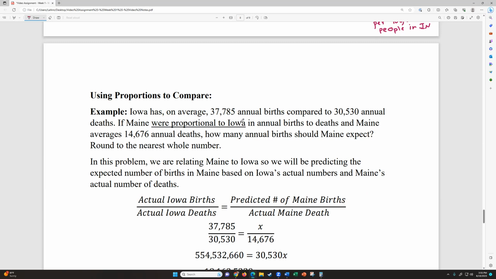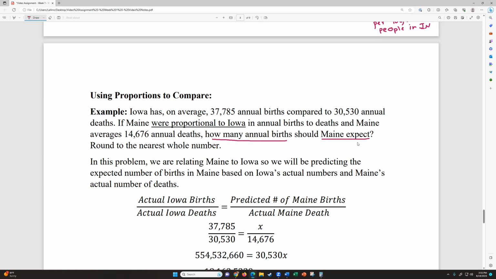The one that we're proportional to, you will always use both of their actual values. The one that we're relating to it, so Maine is being related to Iowa, you're going to have one of their actual values in your fraction, and the other one is the predicted value. The predicted one, based on that proportionality, is going to be the question they've asked: how many annual births should Maine expect? Okay, so that's kind of how these are set up. And we're going to round this answer to the nearest whole number.